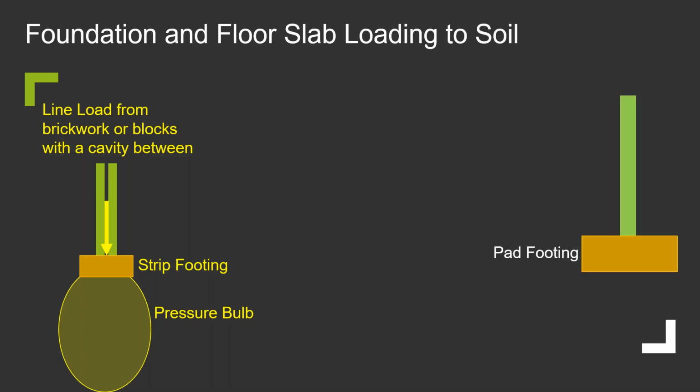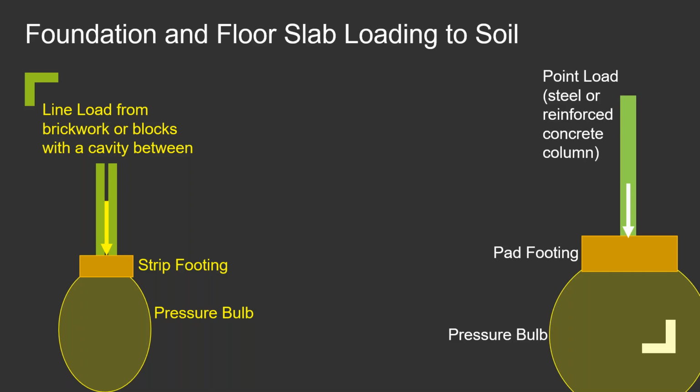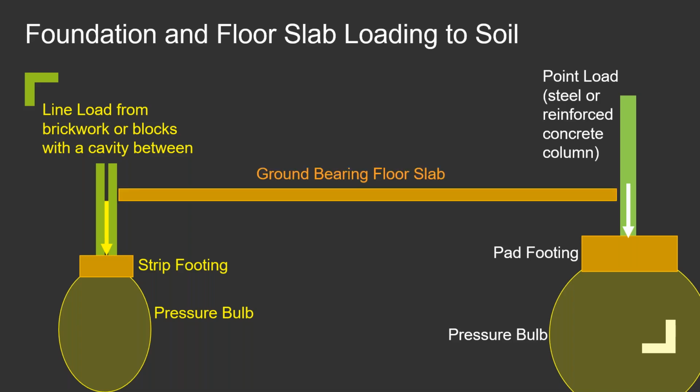Likewise with the pad foundation, which might be an isolated column load from a structure, so a structural frame building in a warehouse, for example. And again, due to the load on that, there will be, for the geometry of the foundation, a certain pressure bulb for that foundation as well. And then we connect the ground between these load application points with floors. We need floors. Ideally, a ground bearing slab will be the cheapest form of floor that we could probably get.